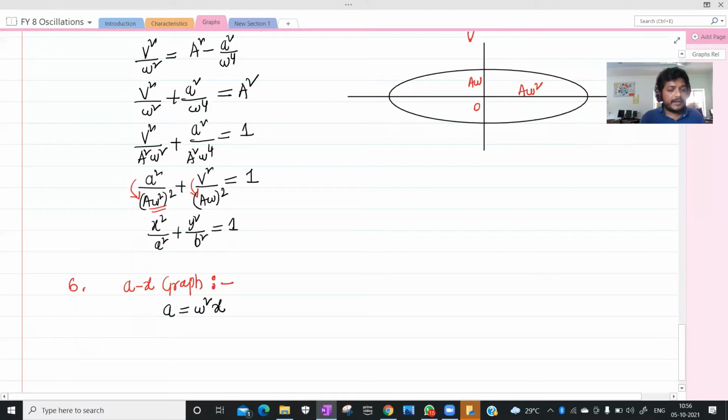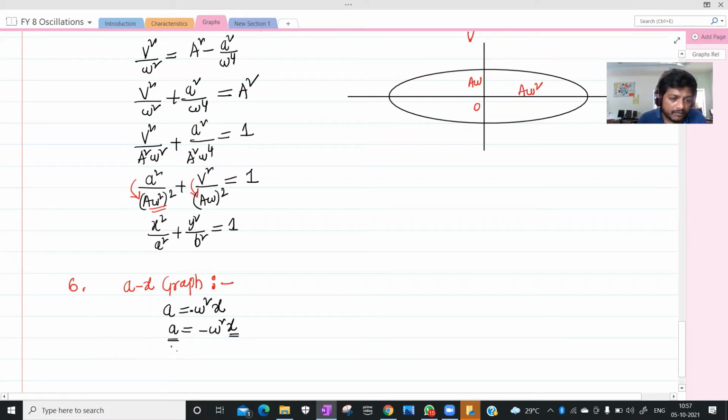Do you remember this? In the previous one we derived a equals minus omega square x, where x equals a cos(omega t plus phi). We need the relation between a and x only, right? So that's why we are taking directly a equals minus omega square x.